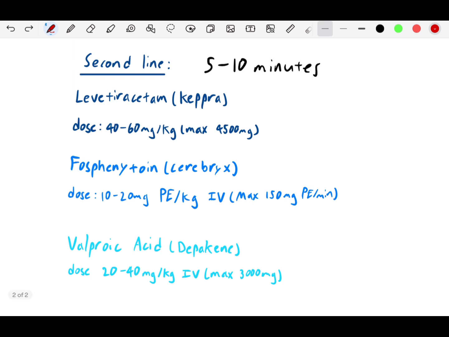Let's go ahead and move into second line treatment. So the patient comes in, they've been actively seizing, you've given them either Ativan or Versed, and the seizure-like activity is still persisting.